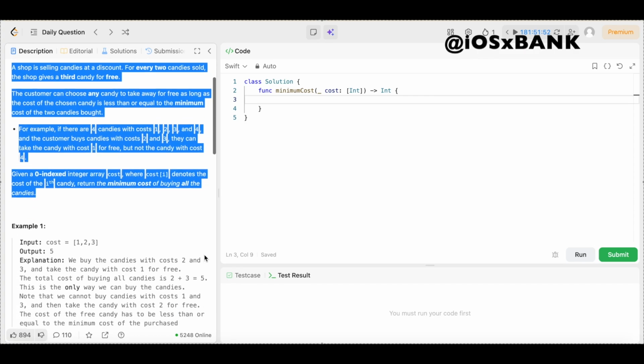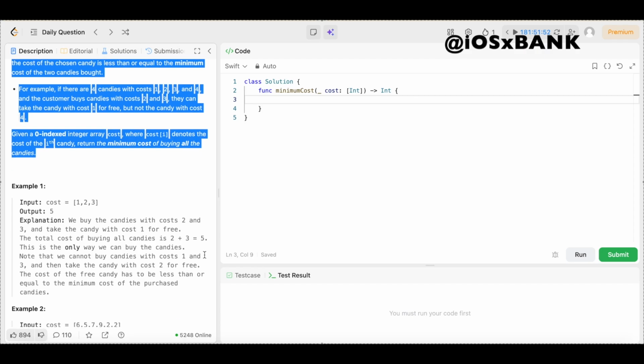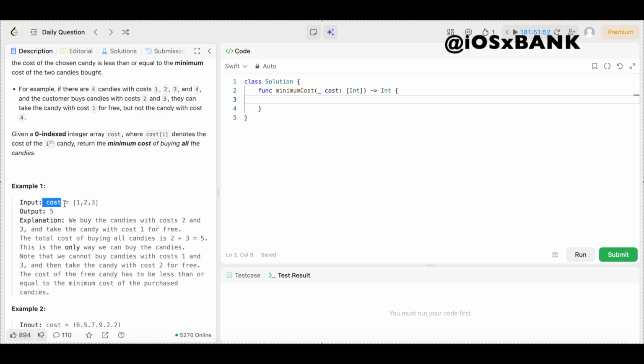Alright, y'all, that may seem a little bit confusing at first, so let's take a look at these examples just to make sure that we are doing this problem correctly. In example 1, we have our input cost equals an array of integers 1, 2, and 3 that represent the cost of each candy. The output is 5. The explanation says we can buy the candies with the cost 2 and 3 and take the candy with cost 1 for free. So we'll buy these 2 candies. These 2 candies are going to cost $5, right?